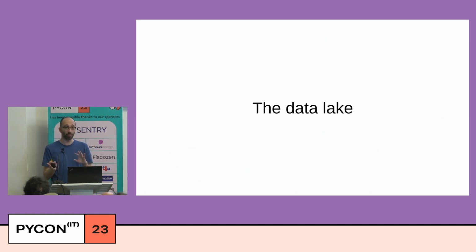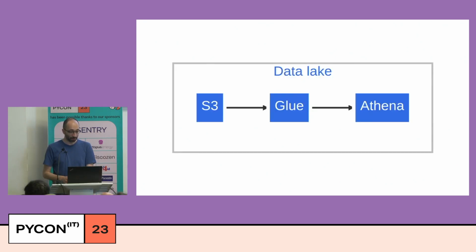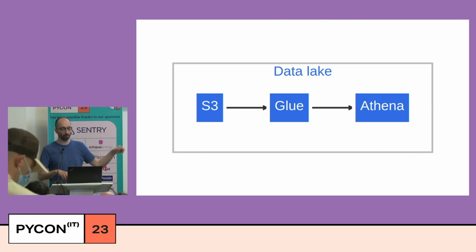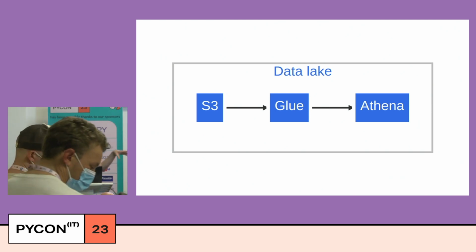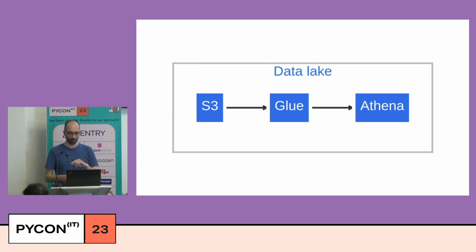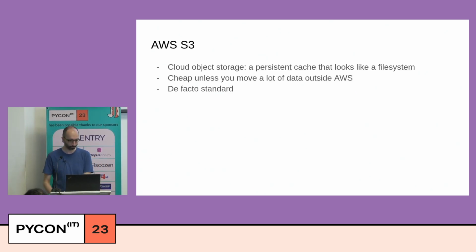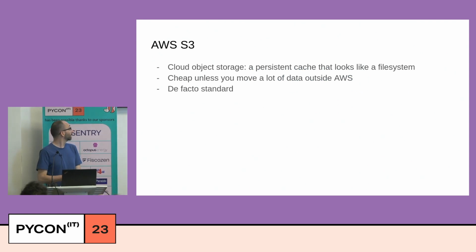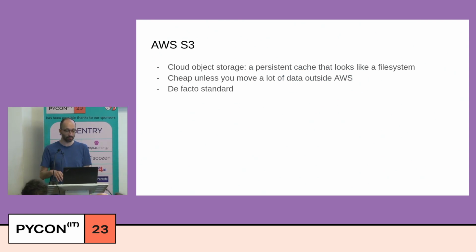Now let's dig a bit more into the data lake. So first a recap. Again, the data lake is comprised of S3 to store our files pushed by the application. We have Glue in the middle to map the content of these files to a collection of data, sort of a database table. And then we have Athena to be able to query this data in SQL. Okay, now let's see the single components.